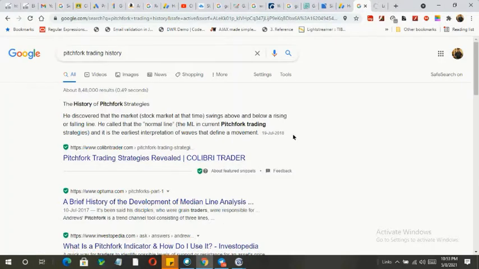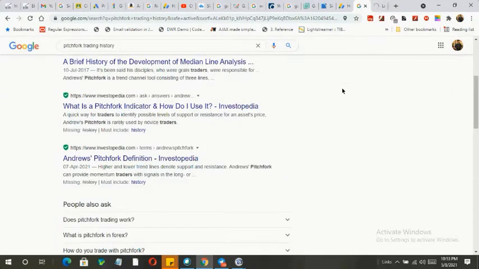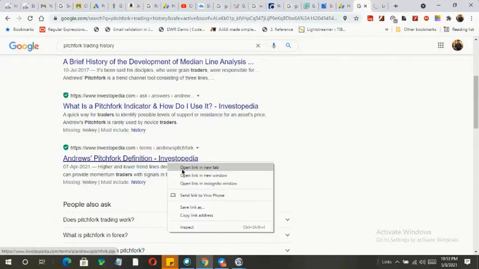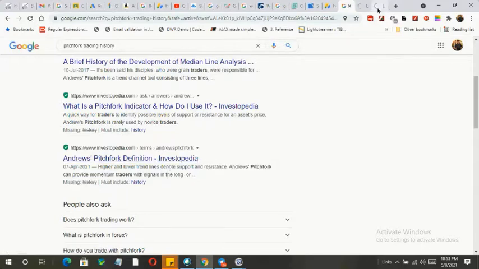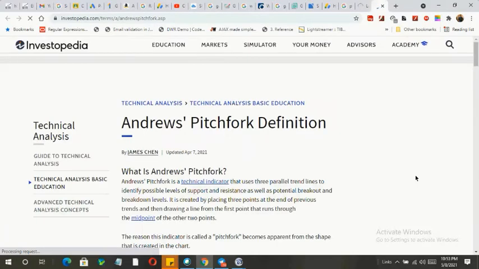Like how exactly the pitchfork is getting used. So Andrew, yeah, his name was Andrew, and he gave this name to this pitchfork, and how to use that one, I will tell you. But before that, a little bit of background, and that background is written in Investopedia very well. So mostly I don't use the bookish knowledge, I use how we can do the trading, but for the bookish knowledge you have to refer mostly to Investopedia.